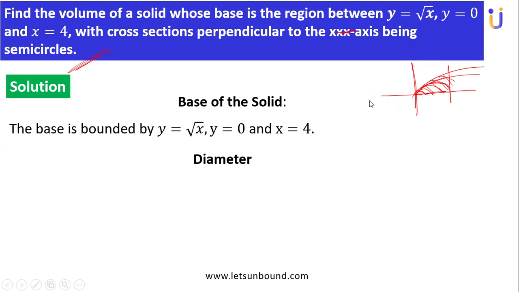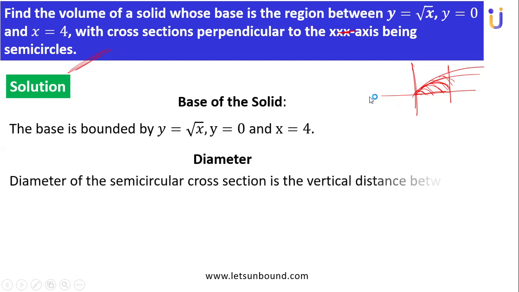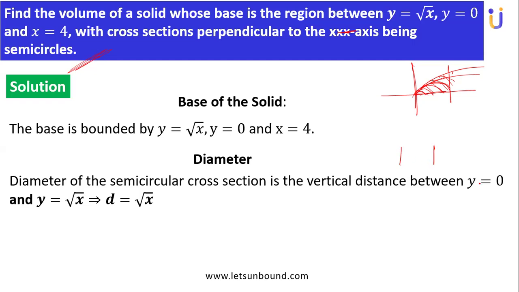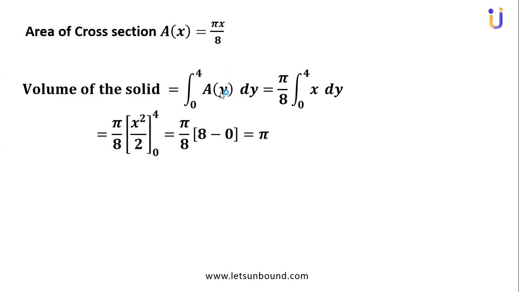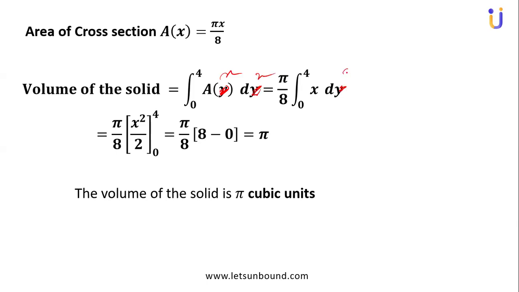Now, we need the diameter for this. The diameter of the semicircular cross section is the vertical distance from y equal to 0 to y equal to root x, which is d equal to root x. Vertical distances are very simple. Just plug in f of x minus g of x. Right, so the area will be pi by 8 diameter squared. Pi by 8, my diameter is root x, squared is x, so it's pi by 8 x. And set up the integral. This is the area of the cross section. We are integrating from 0 to 4, and it will be in x, not y. Right? Just integrate it using the simple rule and plug in those values. The volume of the solid is pi cubic units.